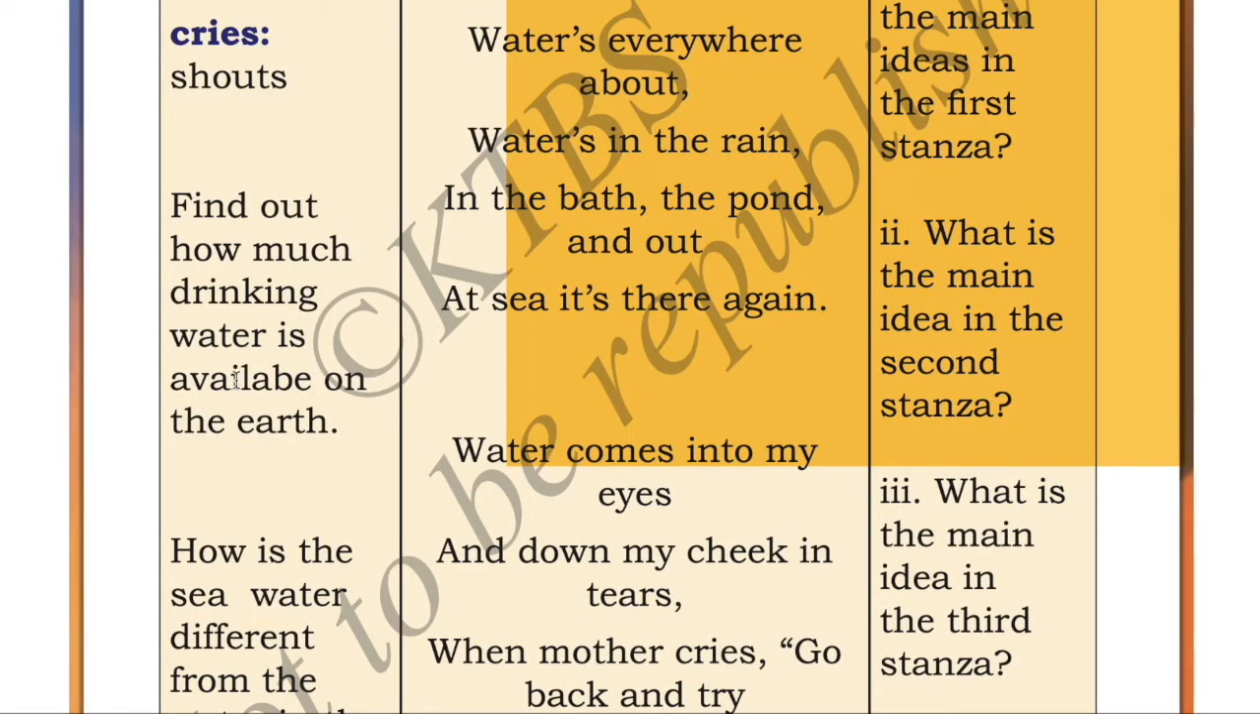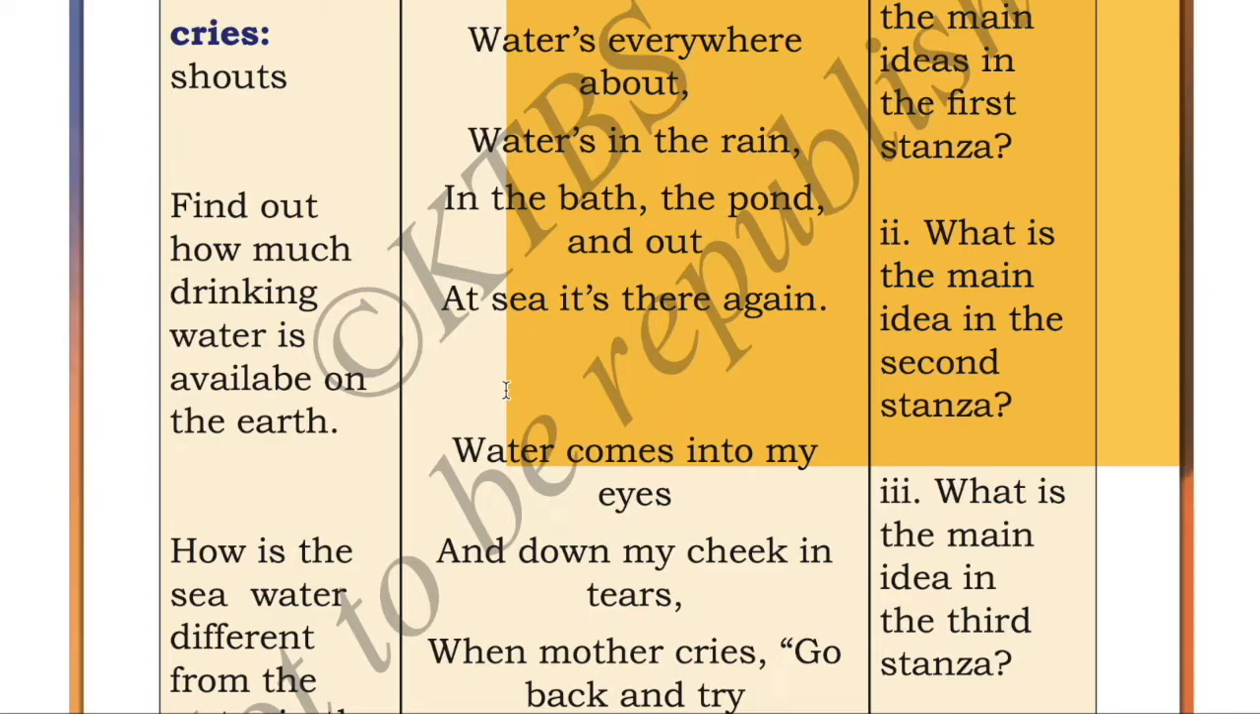We have the questions about which we were just discussing. Find out how much drinking water is available. So they've missed the L here. Available on the earth. So when you think about it, whenever you take a look at an image of the earth, you can see that a large portion of it is covered with water, right? Then how much percentage do you think that drinking water is available to us?